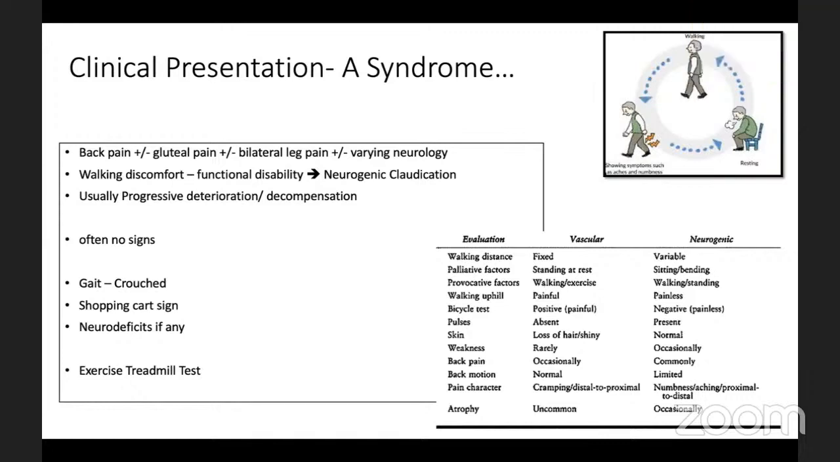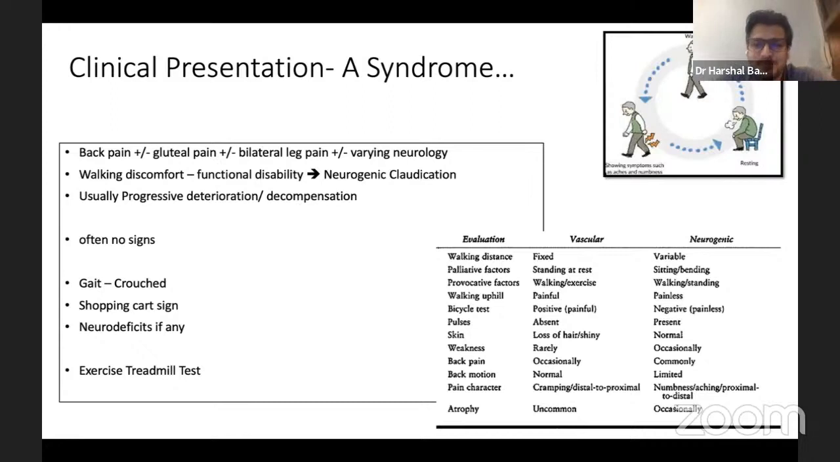Thank you, sir. Yeah. So normally we must understand and differentiate between neurogenic and vascular claudication, because it is going to be the important determinant for us when we plan our treatment. Usually the symptoms are progressive. Patients eventually decompensate, and that is the time when they come to you. Lumbar canal stenosis classical presentation is more symptoms and less signs.